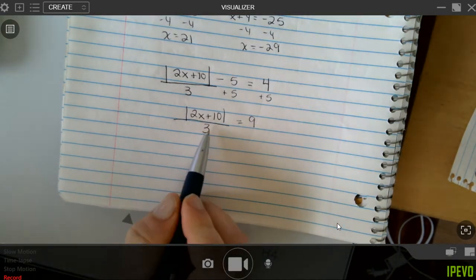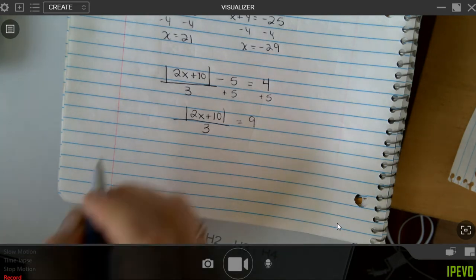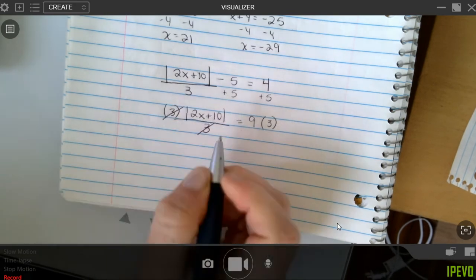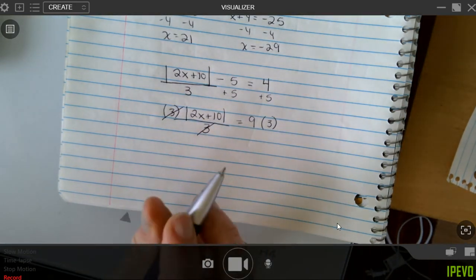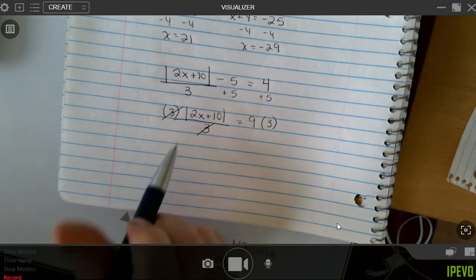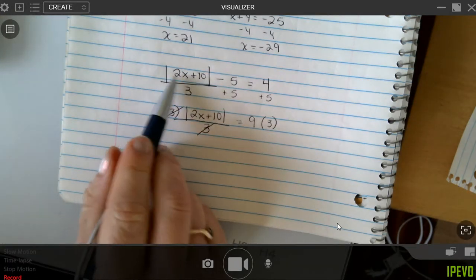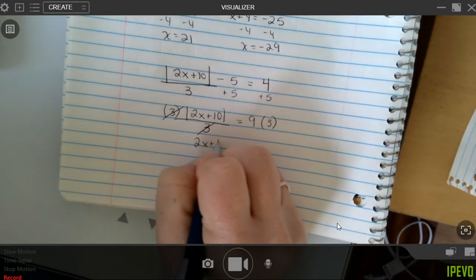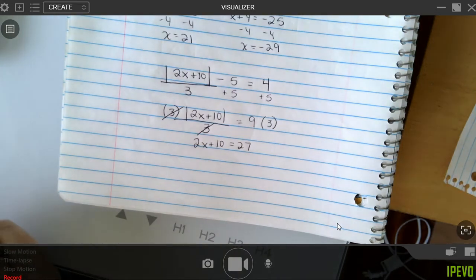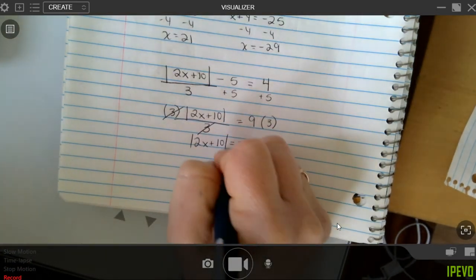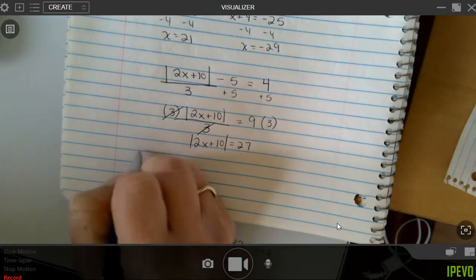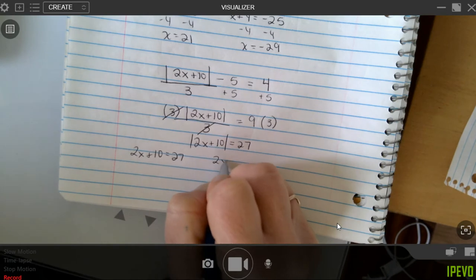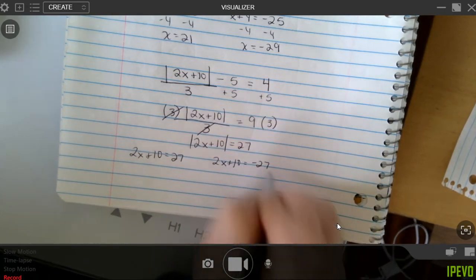Now, if this thing's being divided by 3, what undoes dividing by 3? Multiplying by 3. And then cancel. That was not in the absolute value bars. If it was in the absolute value bars, we would approach this differently. But since the bars were only around the top part here, the numerator, we're going to get rid of it. So then we get |2x + 10| = 27. Now at this point, we write our two equations. 2x + 10 = positive 27. 2x + 10 = negative 27.